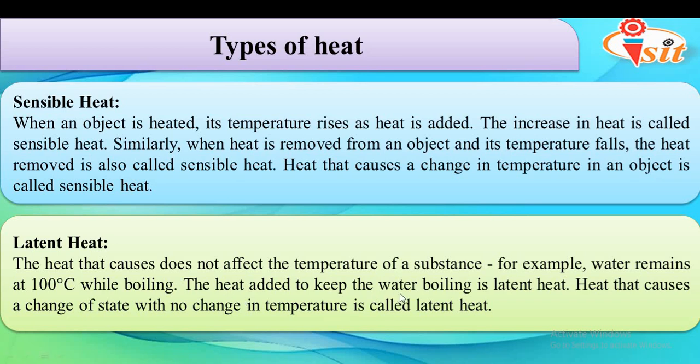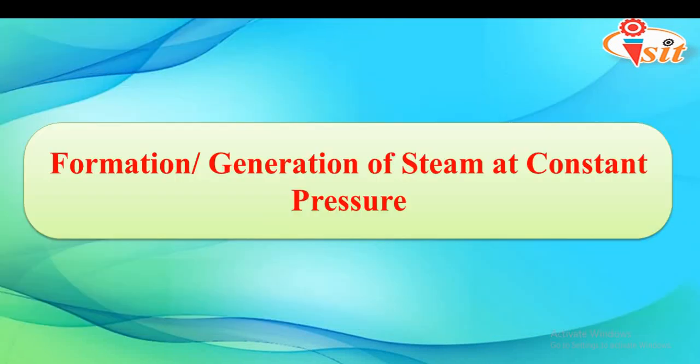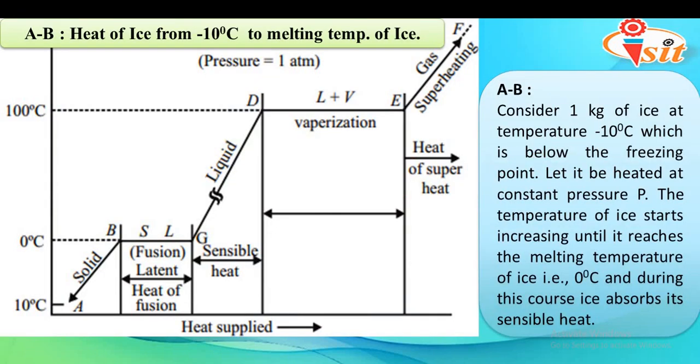So the heat added to keep the water boiling is called latent heat. Heat that causes a change of state, or we can call it phase, with no change in temperature, is called latent heat. So these are the two types of heat which we should understand. Now let's see how steam formation takes place. We will be discussing formation or generation of steam at constant pressure.